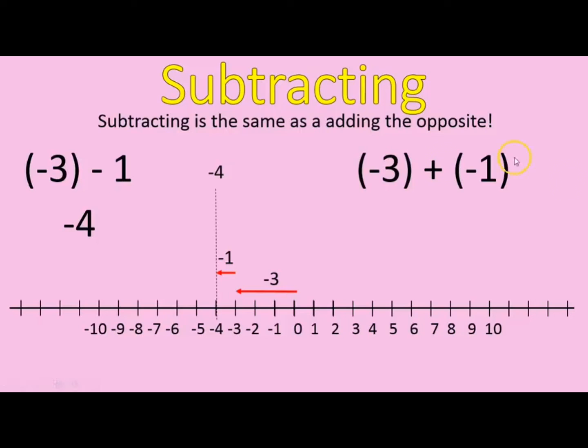For me, I like seeing it this way instead. I know there's added parentheses. I know it seems a little more complicated, but I like seeing it that way because it makes a little bit more sense to me. Some people prefer to think of it like this, negative 3 minus 1. Some people want to think of it as negative 3 plus negative 1. Both ways are correct. That's a great thing about subtracting.